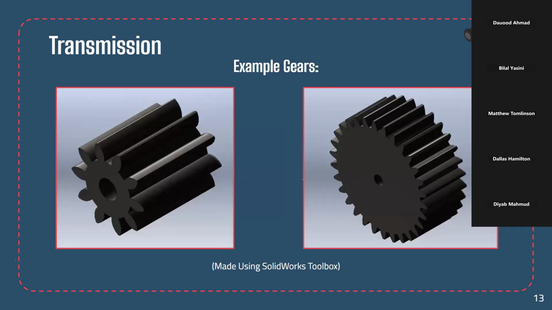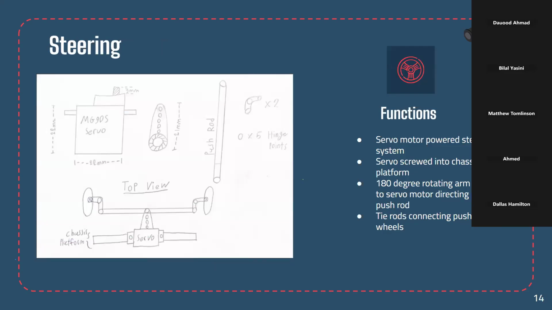Here are a couple of example gears that we've worked up in SolidWorks. For the steering, we're going to use a servo motor and the attachment arm included, which will be connected to a push rod, connecting to 2 tie rods that are attached to the wheels. The rotation of the servo motor is going to turn the wheels to the right or to the left. It has a total of 5 points of rotation.